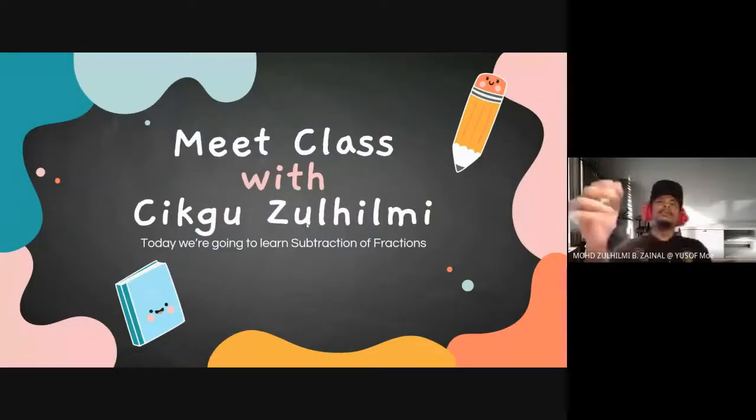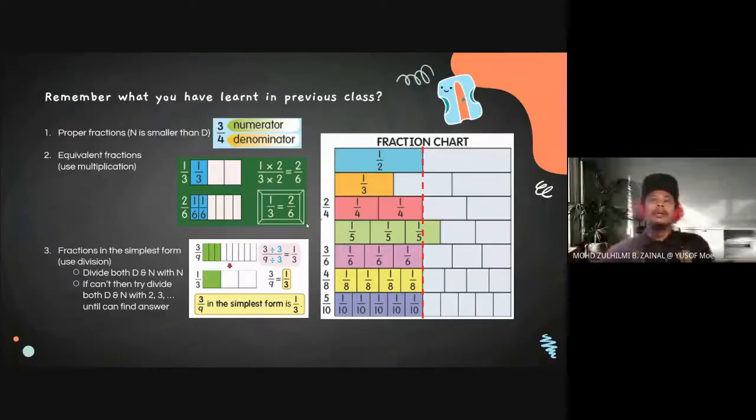Alright. So our class, we start right now. Mid class with Cikgu Zuhilmi. Okay. Last few weeks kita dah belajar this one. Remember what you have learned in previous class? Okay. Proper fraction. The first one you learn is the first thing you have to learn. You have learned already, which is proper fraction. Proper fraction in Malay is pecahan wajar.